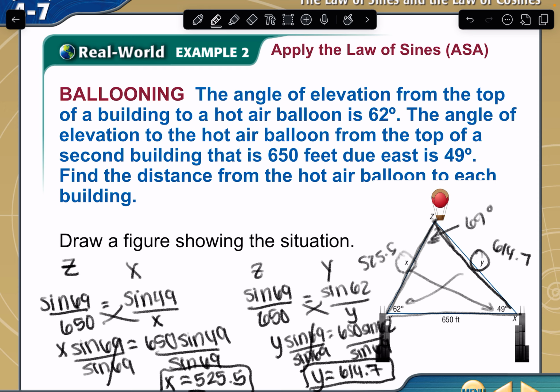So that is where we are going to stop today, with example 1 and example 2. Tomorrow we will look at example 3, parts A and B, and then keep moving on.